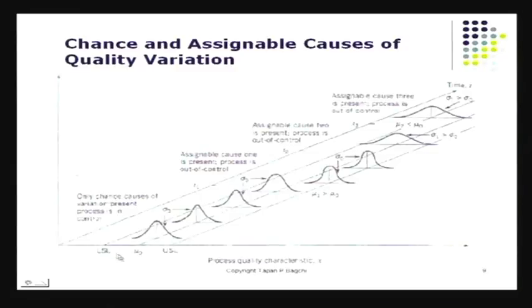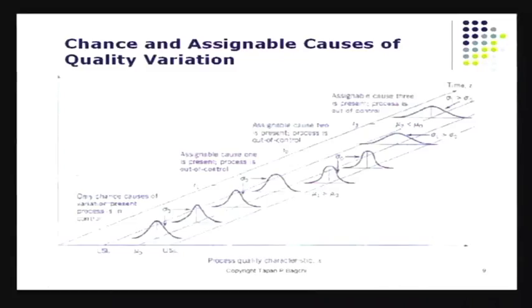I've got a process here on the screen, and the process started here. Notice the process mean was mu0, and specification limits were put down here, lower spec limit and upper spec limit. The natural variation kept all the data within this range. This is what we call a process under the influence of chance causes only. Chance causes are exactly those things that let your signature vary a little bit from check to check. Those small variations are due to chance causes.